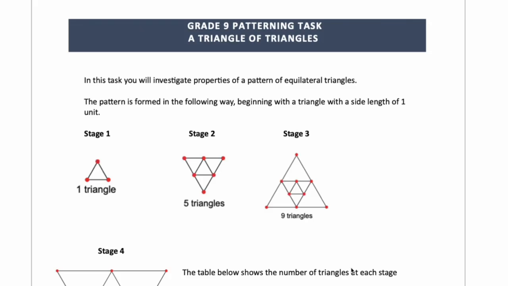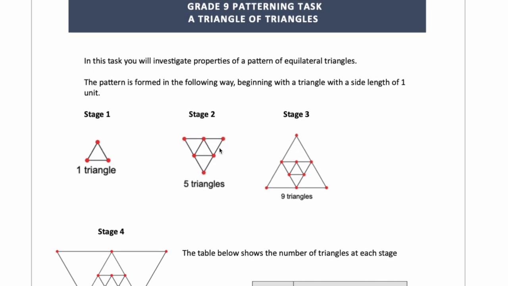Hello, this is Mr. Collier, and today we're doing a patterning task called a triangle of triangles. Okay, so let's take a look at the pattern. Triangle stage 1 is one triangle, stage 2 is 5 triangles because we have 1, 2, 3, 4 small ones and then one big one, so it's 5 altogether.